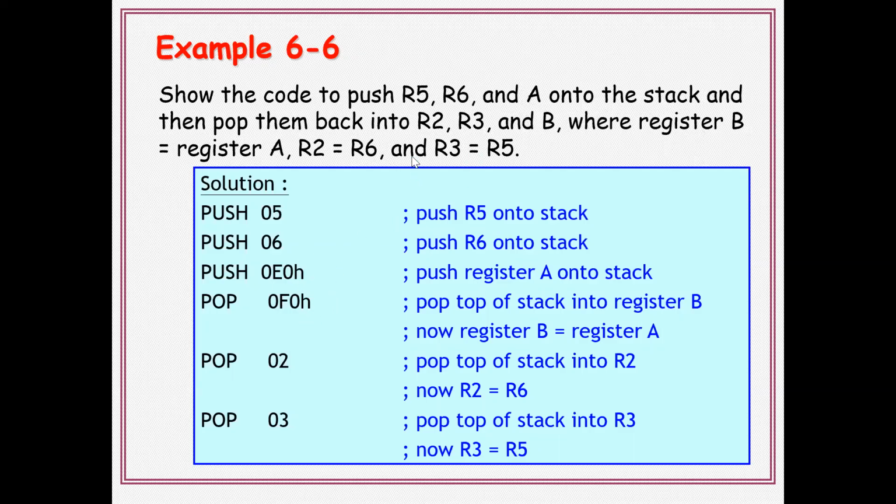The second last one is R6, and that is copied into R2. So POP 02H, the address of R2. And the next one, the last one, last in first out. The last one is R5. R5 is copied into R3 with the help of POP 03H. So here are 2 points to note. One is that the stack supports direct addressing mode only. And the second one is that the 8051 stack supports last in first out, or we can say first in last out. Okay.